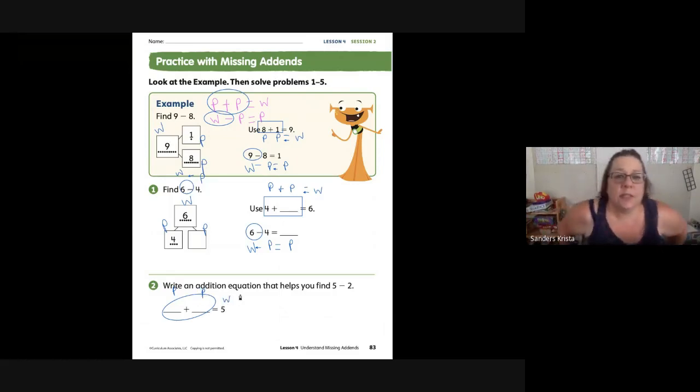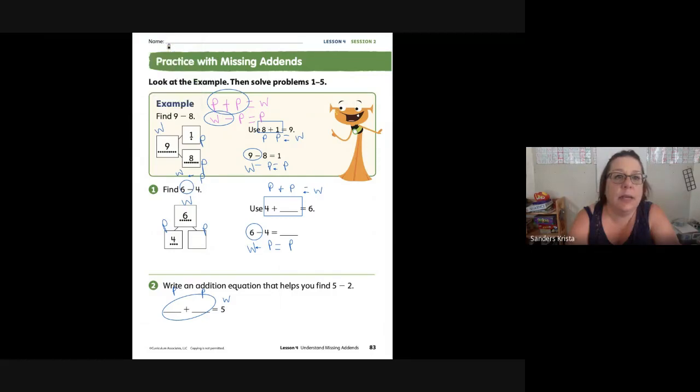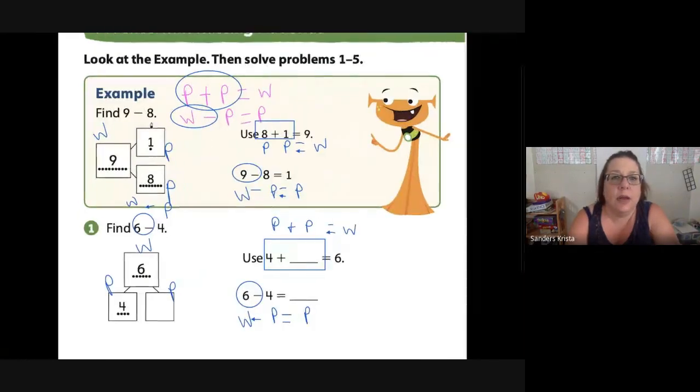Okay, so let's go ahead and think about some of these equations. Looks a little messy on here, but I think you guys can follow along. I'm going to do hot pink. Here it says find 9 take away 8. If I have 9 and 8 is a part, I can figure out that 1 is the other part. Whole is the greatest number that you have.